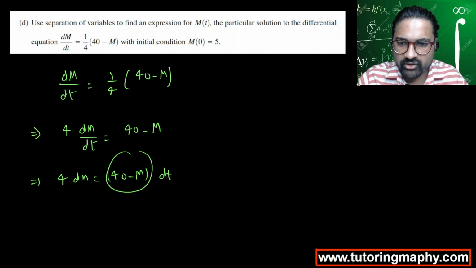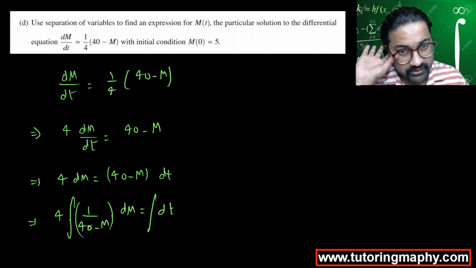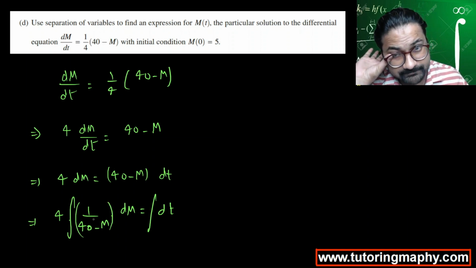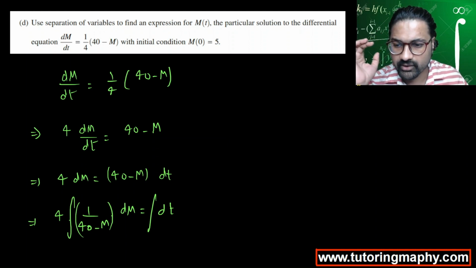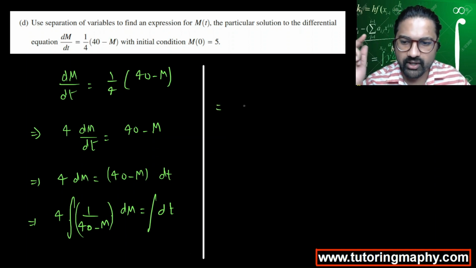And last but not least is dividing both sides by 40 minus m, so that all the family members of m are on one side and t is on the other side. And all I have to do is integrate, or find the antiderivative, on both sides over here. All right, excellent. So let's move ahead. Let me separate my work. So what is the integration of 1 over 40 minus m? If you cannot figure it out right away, that's going to be log.